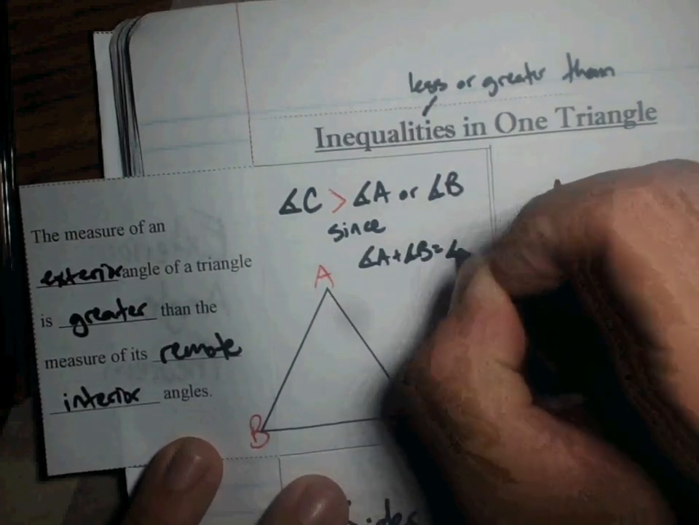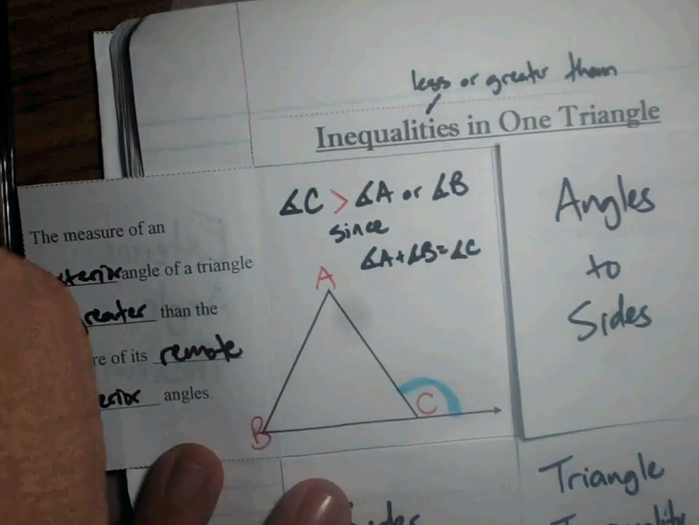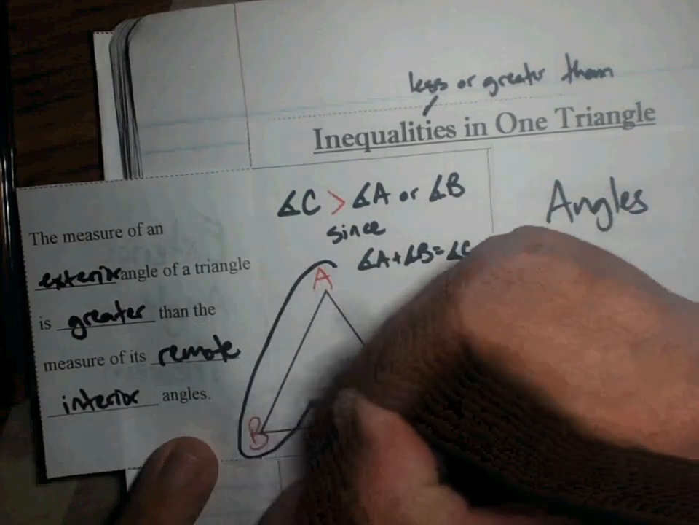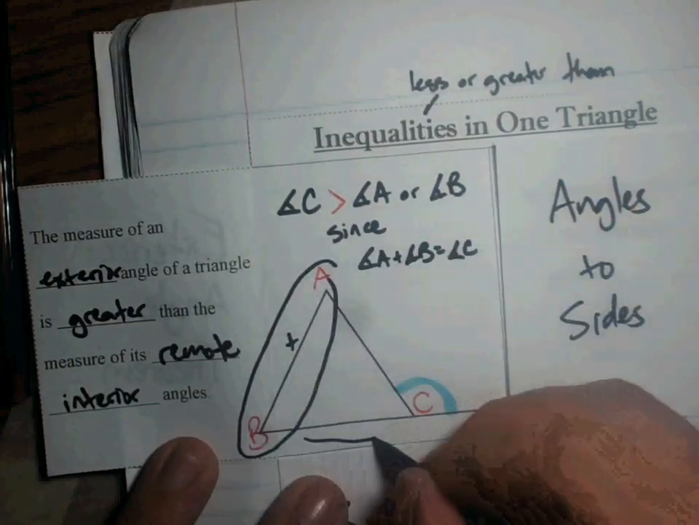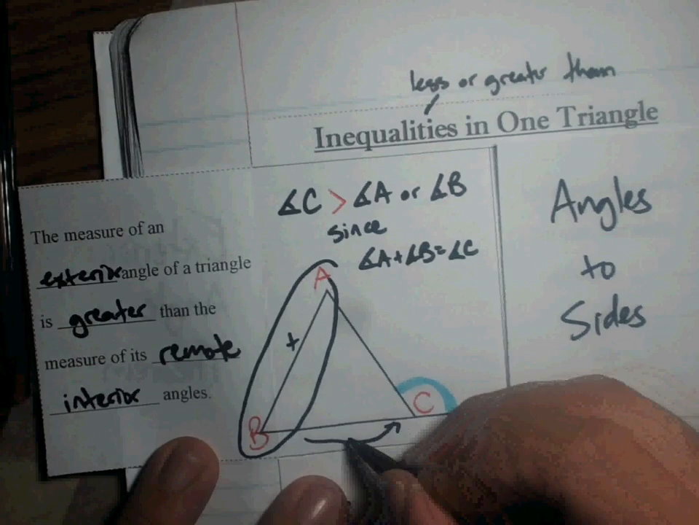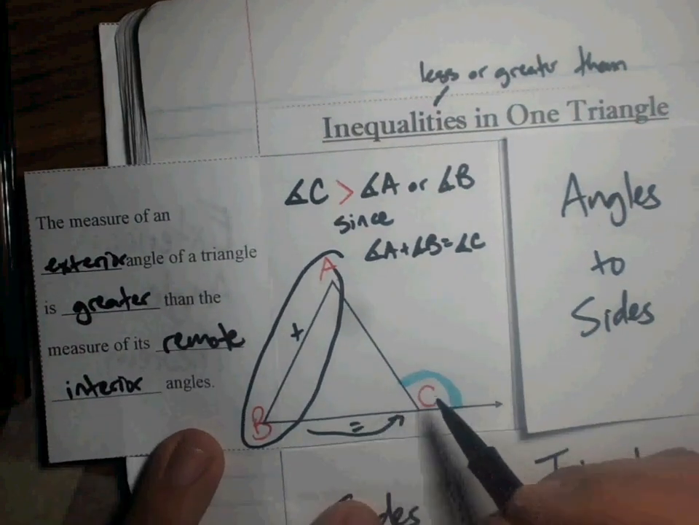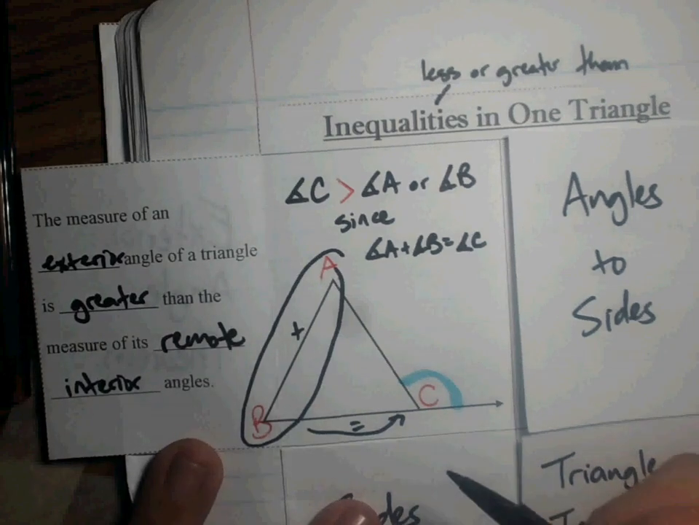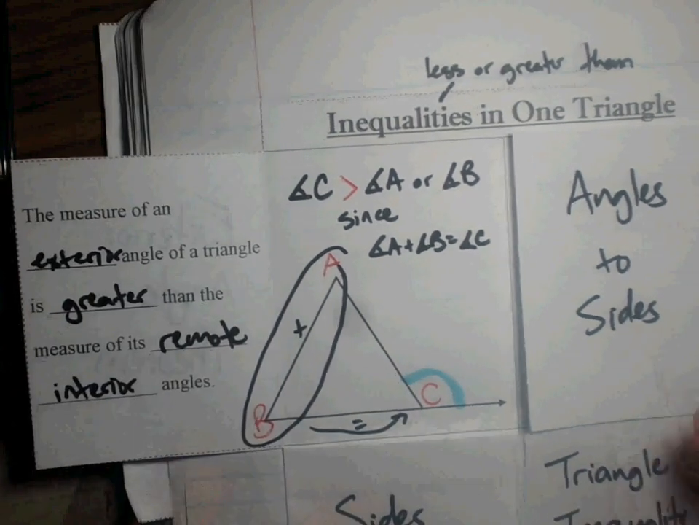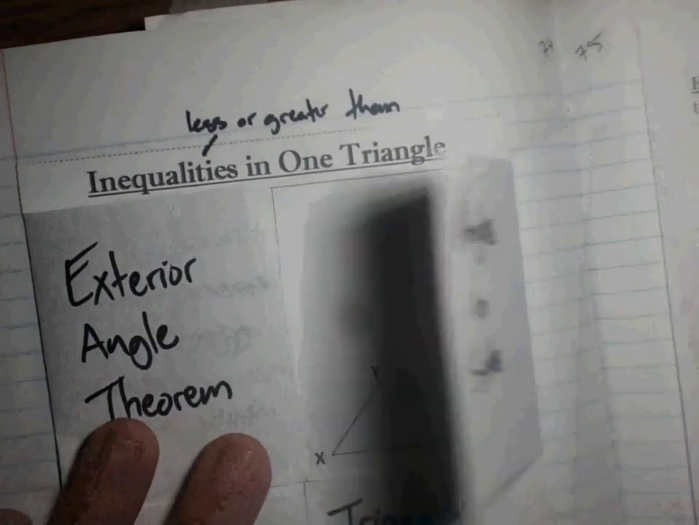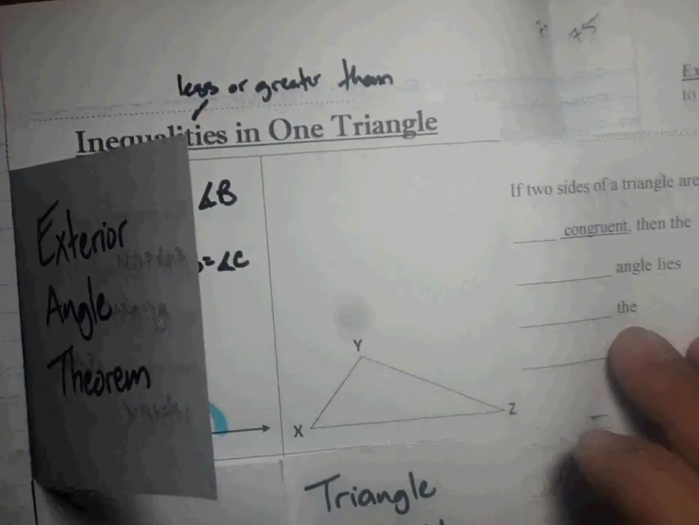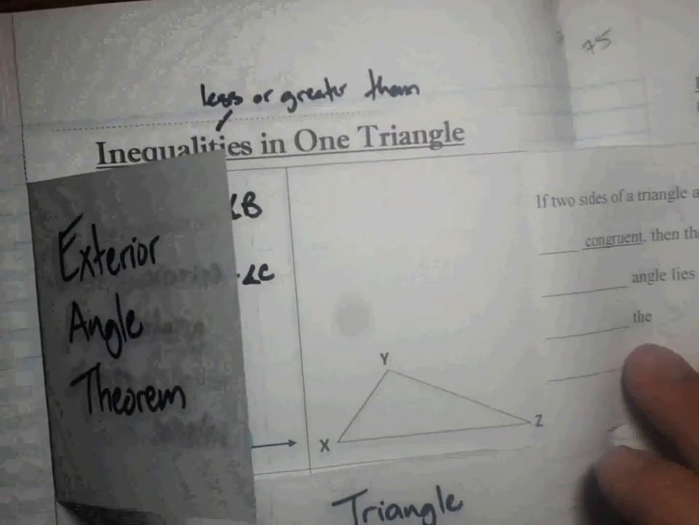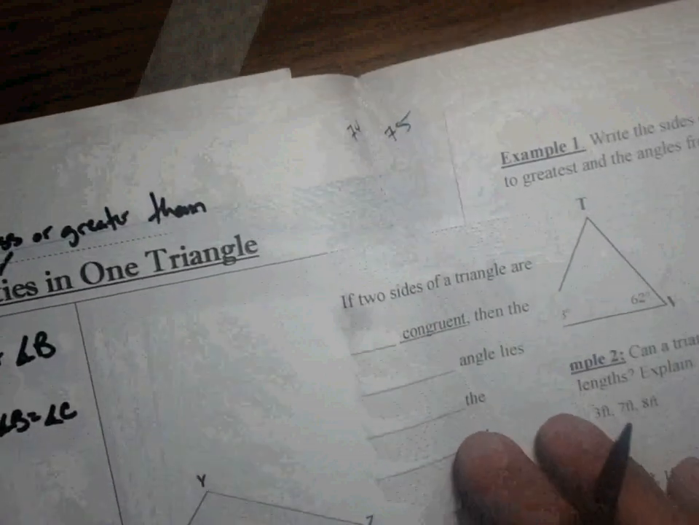And again, if you don't remember, in case we looked at it before, if you add these two together, it's going to equal whatever C is. So since it equals C, then C has to be bigger than either of those two. That's the idea, just something to remember. We've talked about this one before. Now for the real meat of this lesson: the sides to angles and angles to sides ideas that we're going to be looking at.